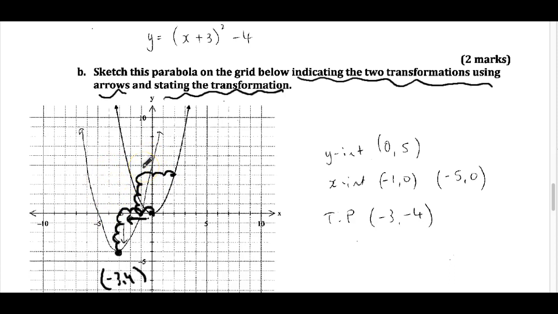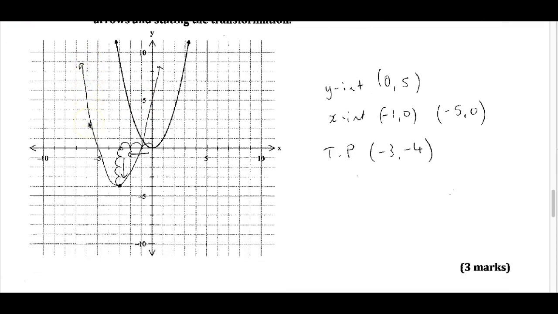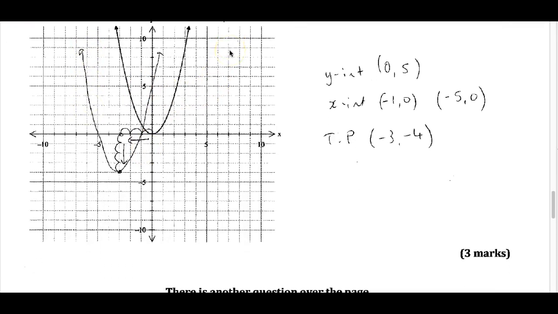Okay, and that sort of stuff you go into more detail when you do methods, but if you're a little bit confused there, then it doesn't matter. Okay, and then when you stated the transformation, to the left 3 and down 4.